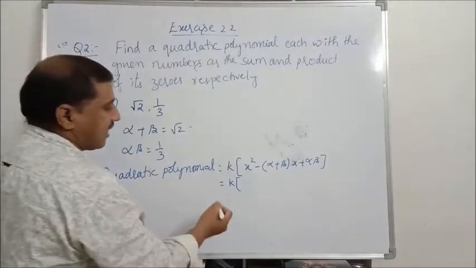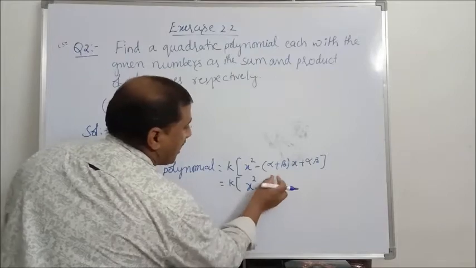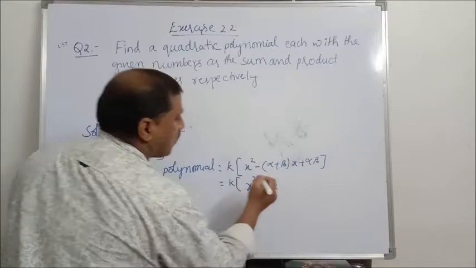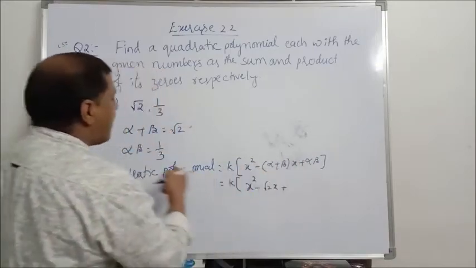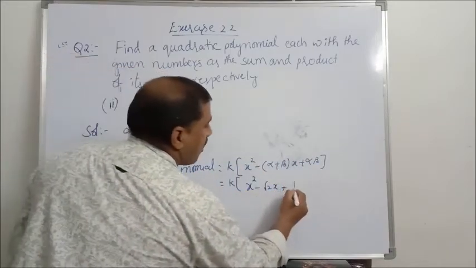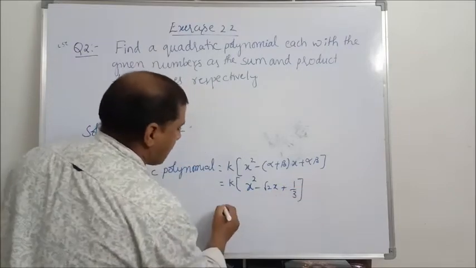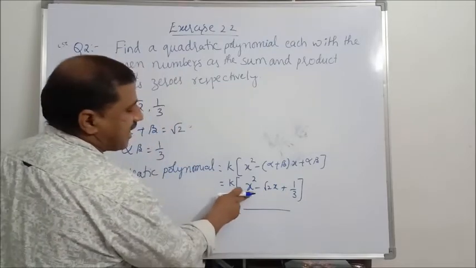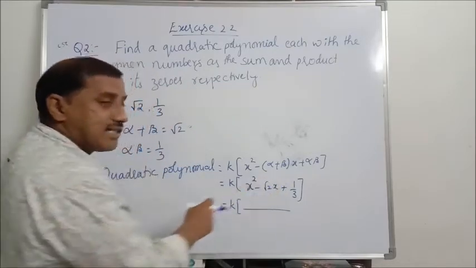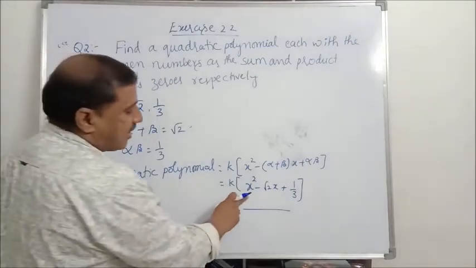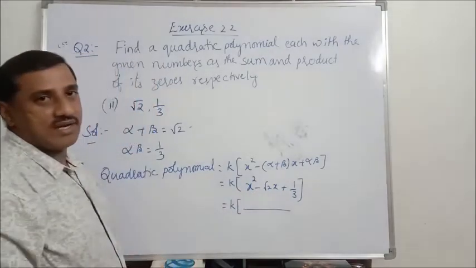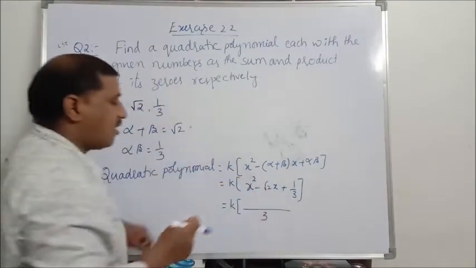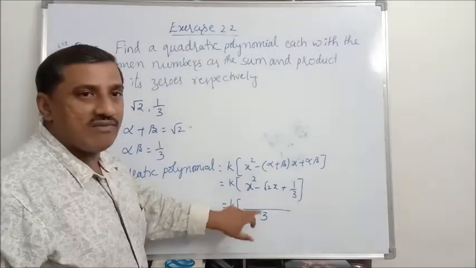Then simplify. That is k into x square minus alpha plus beta, which is root 2, into x, root 2x, plus alpha into beta, the product of the zeros, which is 1 by 3. Again take the common denominator by taking the LCM. Here x square means x square by 1. Root 2x means root 2x by 1. Here the denominator is 1 and here the denominator is 1. So the LCM for the three denominators 1, 1 and 3 is 3. Now the denominator is 1. When we divide 3 by 1 we get quotient 3.